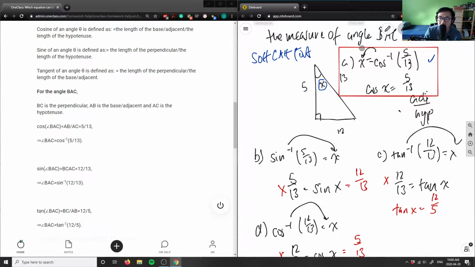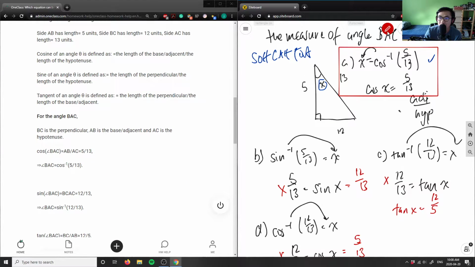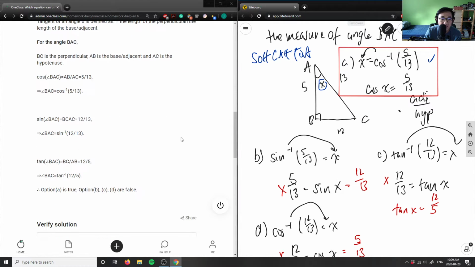So let me give you the letters here. So it's A, B, and C. Oh, sorry, I'm still in box mode. Here's A, this here is B, and this here is C, right? So remember, BC here is the opposite here. AB is the adjacent, and AC is the hypotenuse, and they verified all of this stuff as well.